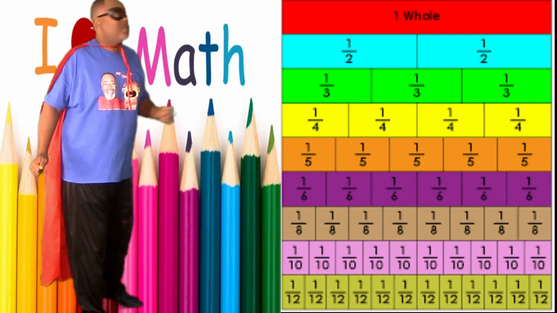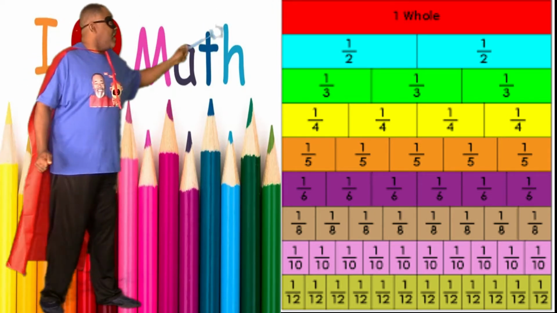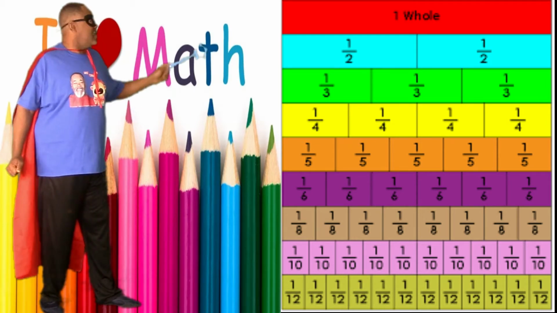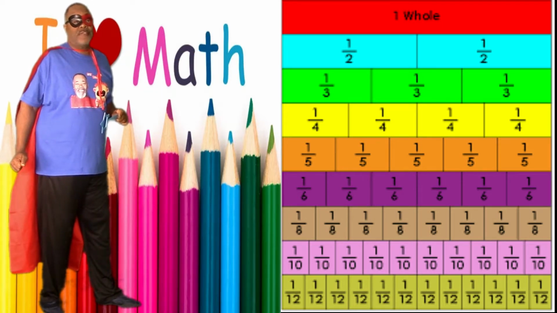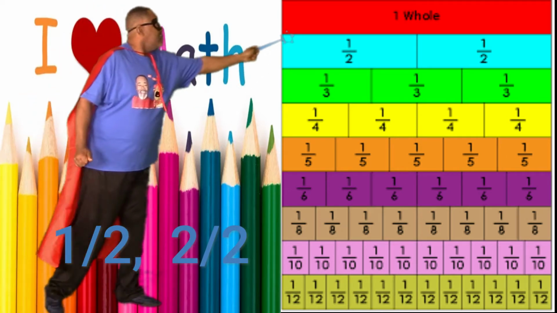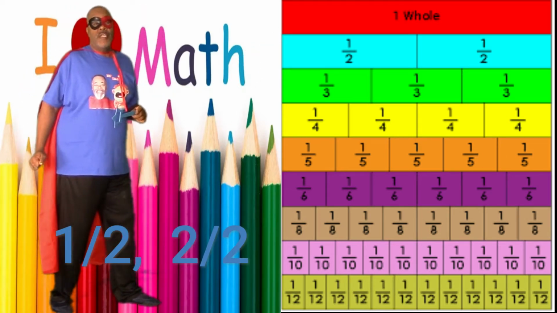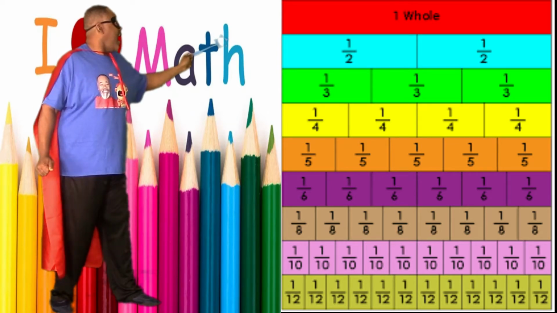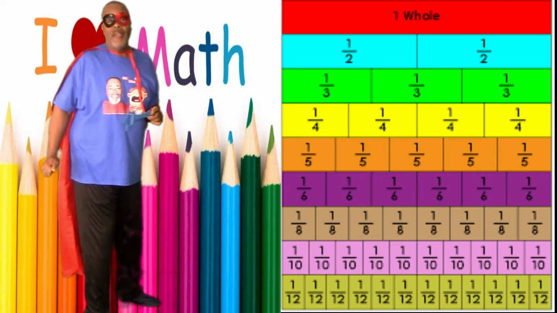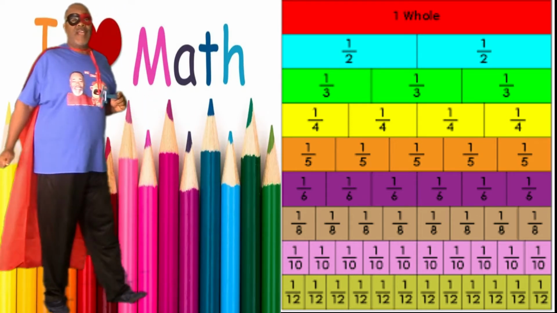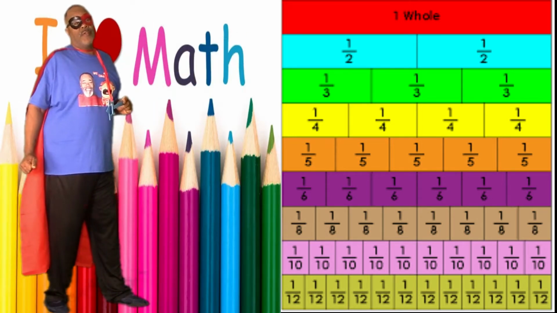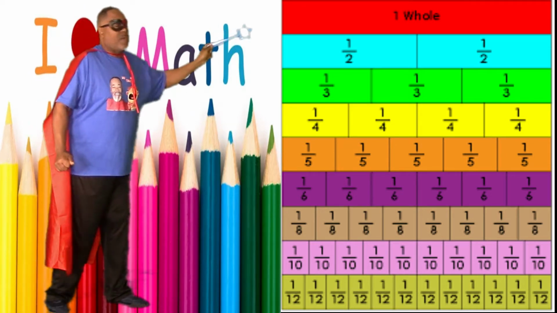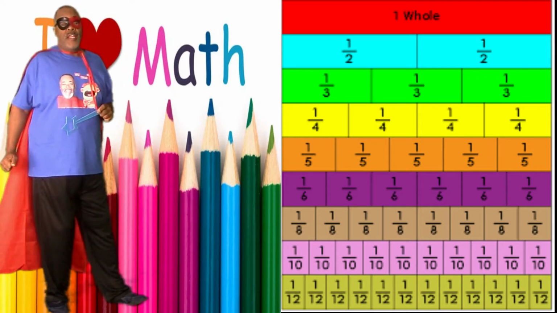But if you look under the one whole, you start to see the fractions. All right, so let's look at the one right under the one whole. It is called the half. So let's count by halves. 1/2, 2/2. And if you notice, the only thing that changed was the numerator. 1/2, 2/2. The denominator didn't change because how many equal parts does a half have? It has 2 equal parts. So we didn't change the denominator, we only changed the numerator. 1/2, 2/2.